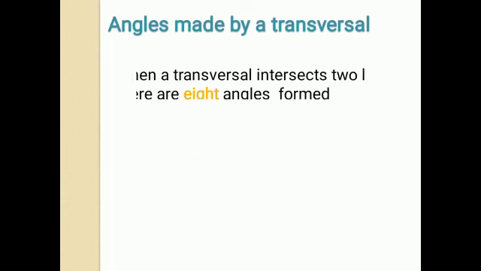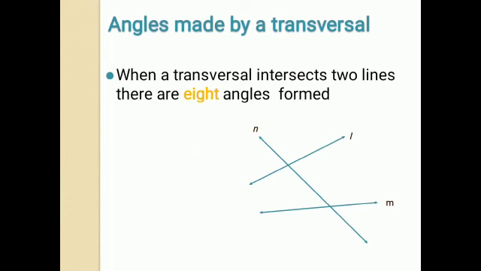Angles made by a transversal. Consider the lines L and M and the transversal N intersects these two lines. Here 8 angles are formed. These angles are grouped in different pairs of angles. Let us study this pair of angles.